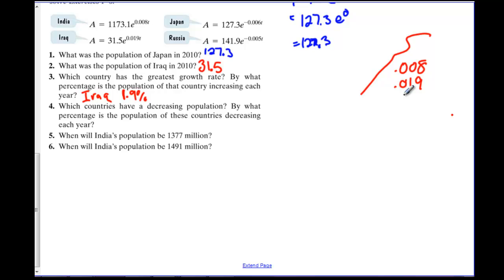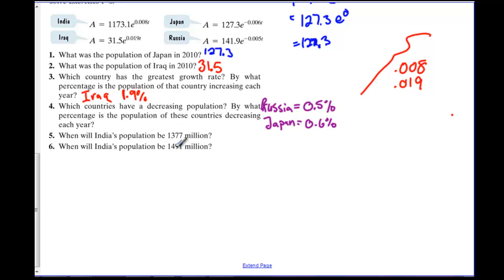Number 4, which countries have a decreasing population? Yep, so Russia and Japan. Oh, let me use capital R. And by what percentage is the population of these countries decreasing each year? So for Russia, what percentage is it decreasing? Yep. And Japan's decreasing by? Yeah, 0.6%.